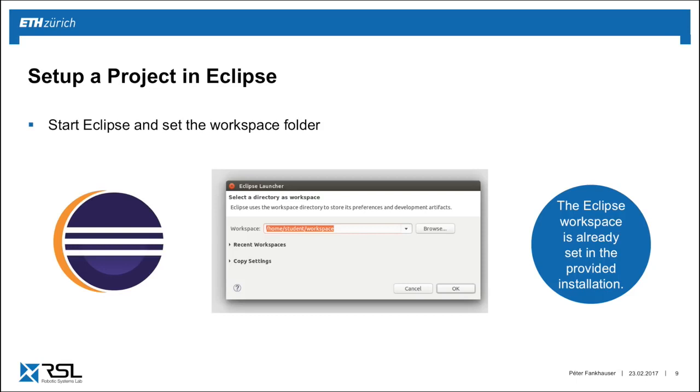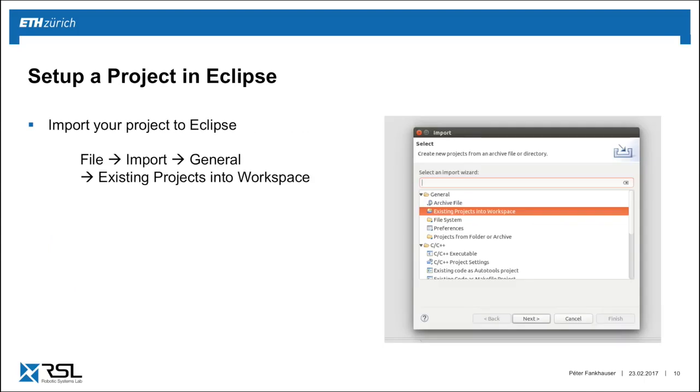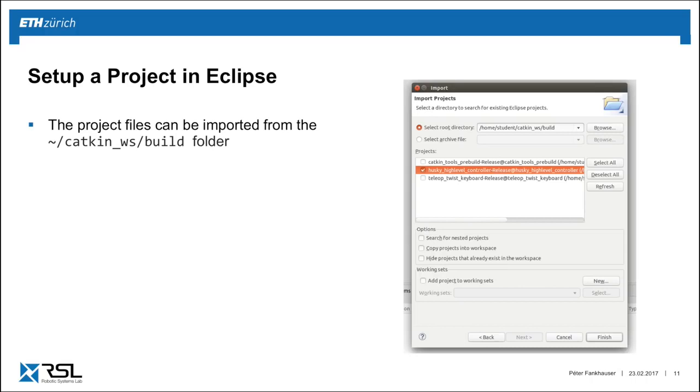You can start Eclipse. In the beginning, you'll see that you have to specify a workspace. You just press OK. And then you can import your project. So you go to File, Import, General, and then you say it's an existing project you want to import. Then you browse to that folder, Catkin workspace slash build, and choose the project that you want to import.